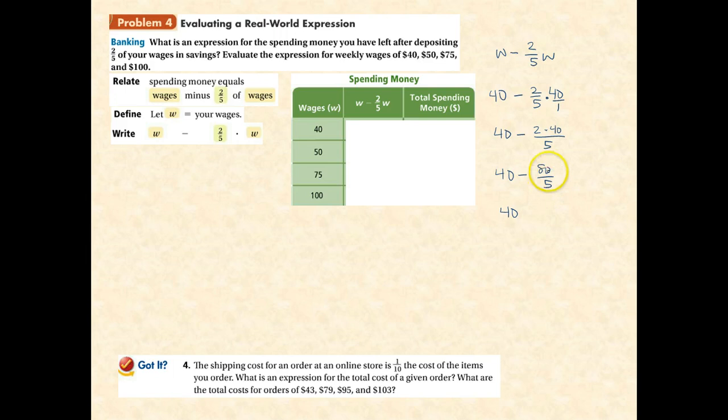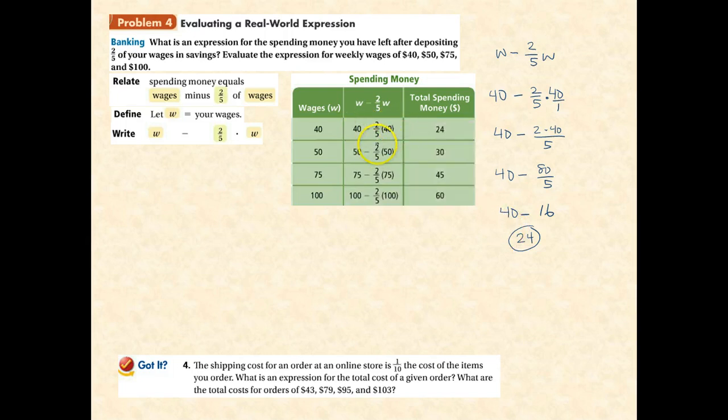Now we need to divide before we subtract. 80 divided by 5 is 16. And then 40 minus 16 is 24. So if we take a look at our chart here, you would just do that for each one of these. Why don't you try evaluating these expressions, basically doing the fraction multiplication part, and seeing if you get these correct answers. And then we'll take a look at number 4. Why don't you pause and start again when you're ready to see number 4.